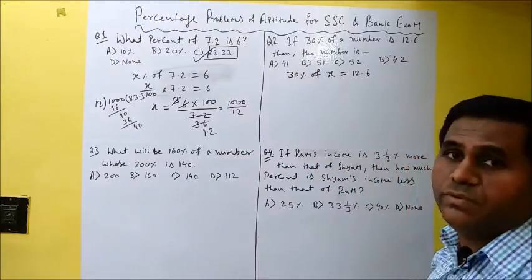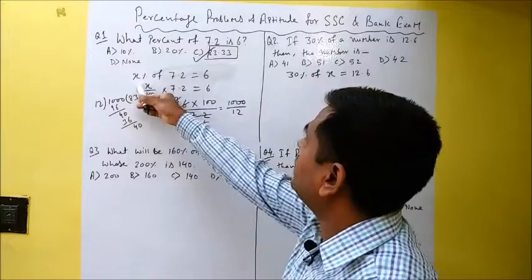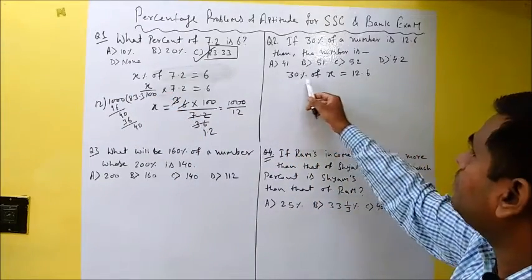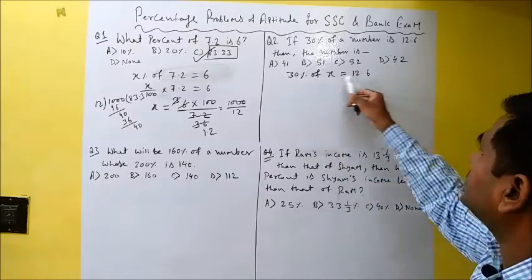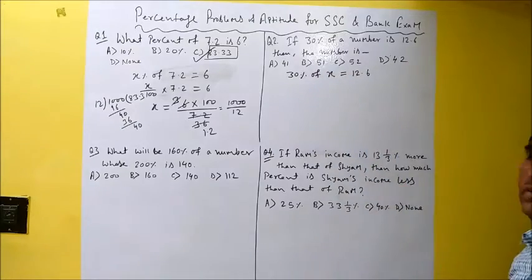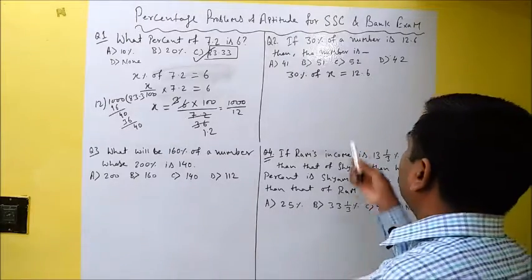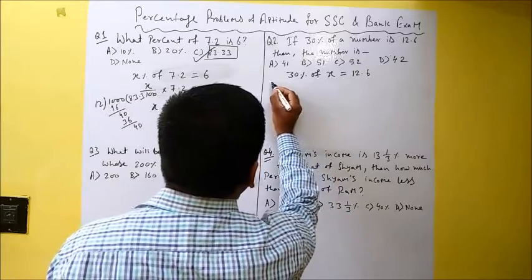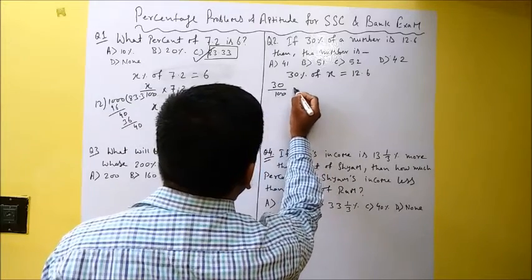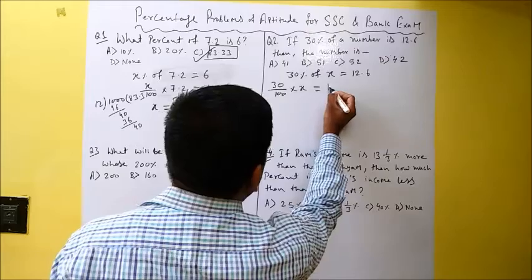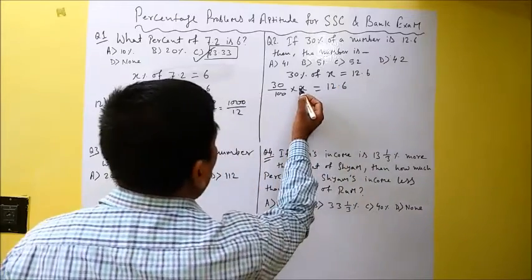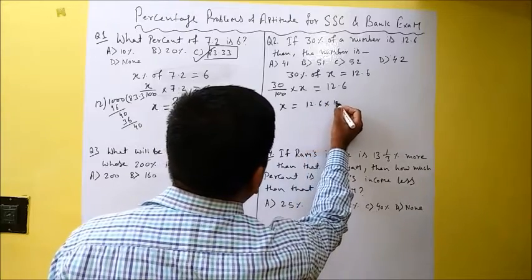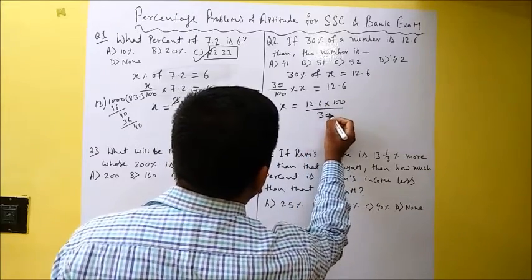In the first problem, if you see, the percentage was missing, that was x. Now here the number itself is missing. So 30% of x is equal to 12.6, and upon solving this, we will get the answer. Let's quickly solve this. We can write: 30 upon 100 into x is equal to 12.6. Now x is equal to 12.6 into 100 upon 30.